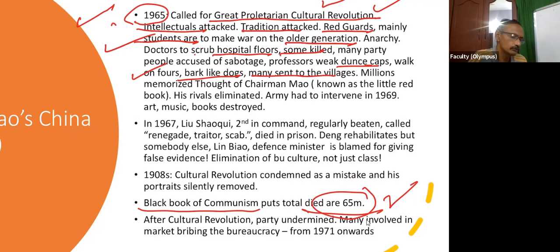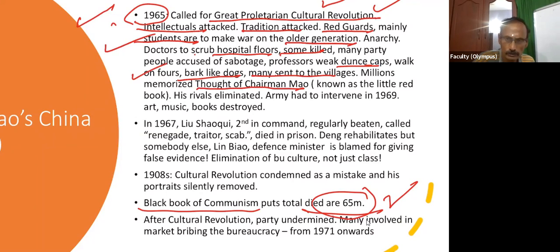So the students would memorize what was called the Little Red Book, Thought of Chairman Mao, and then they would shout slogans, criticize people, and in that process, many of Mao's opponents were eliminated. Many party people were eliminated. And finally, so much chaos was created.